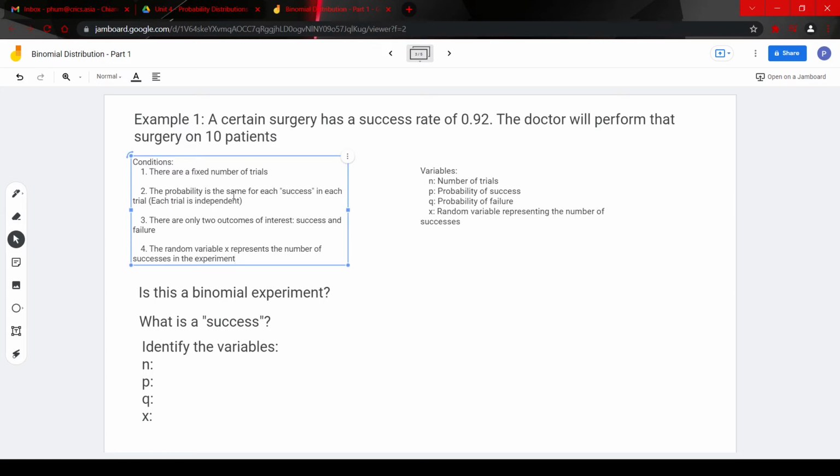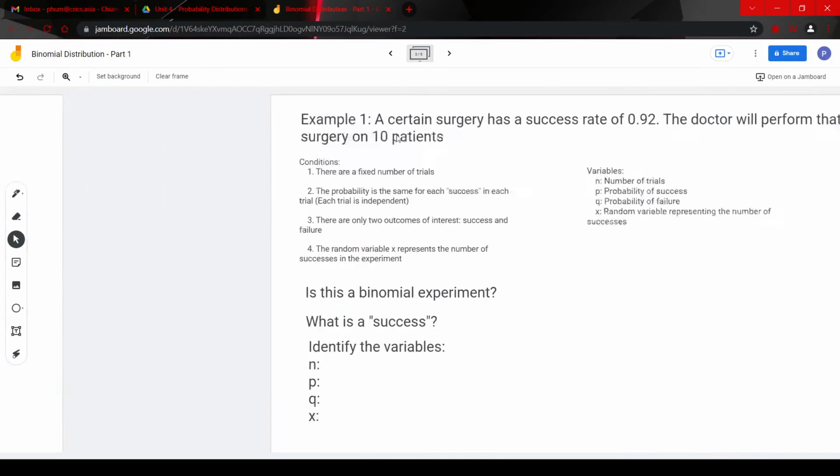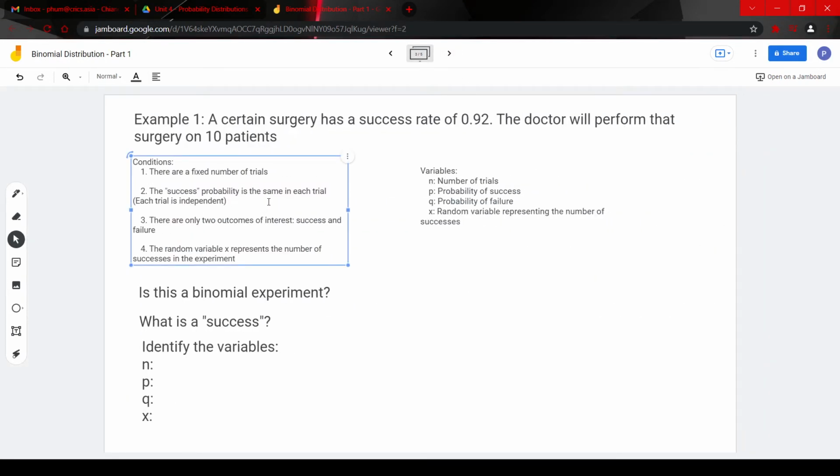The probability is the same for each success in each trial. I think I changed that definition a little bit. Let me copy that. Essentially, the definition is still the same. Each trial is independent. In this case, this is correct. A surgery does not affect another surgery, and so each surgery will be independent of each other.